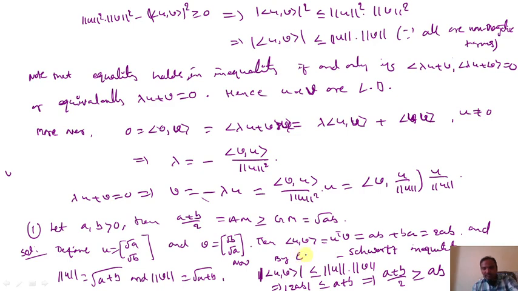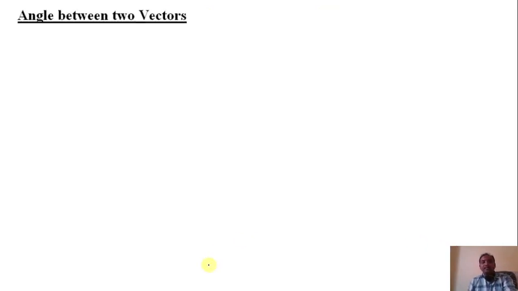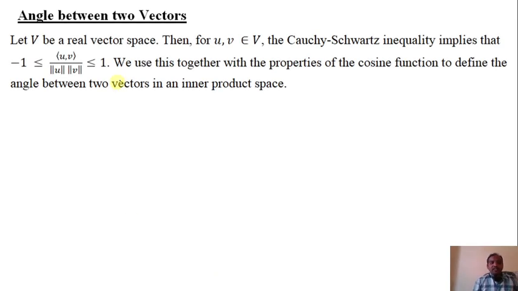By the Cauchy-Schwarz inequality. Now we will see how to define the angle between two vectors. Let V be a real vector space, then u, v belong to the vector space. The Cauchy-Schwarz inequality implies this, because the Cauchy-Schwarz inequality says mod of the inner product u comma v is less than or equal to norm u into norm v. Now, if you remove this mod, this lies between minus 1 to 1.